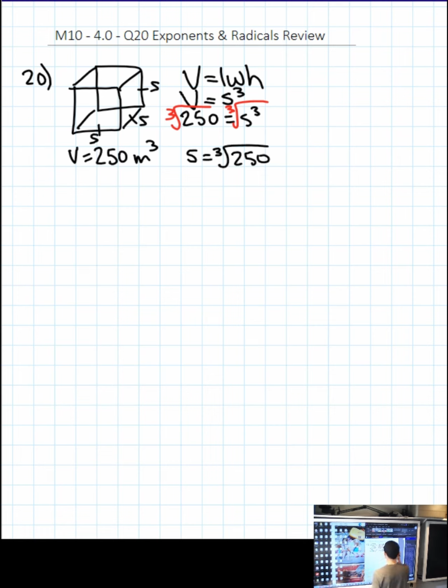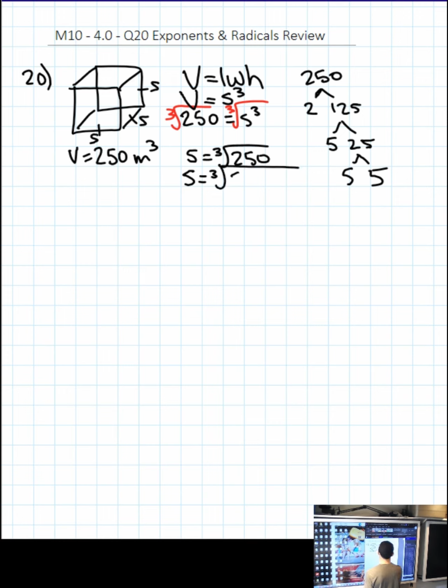So we're going to do prime factorization on the 250. So 250 is 2 times 125, is 5 times 25, is 5 times 5. I'm just going to erase those, they were a little bit messy. We can then write all the numbers underneath the cube root, 5 times 5 times 5 times 2. Then we have 3 5's underneath the cube root, so 1 can come out. S equals 5 cube root of 2.